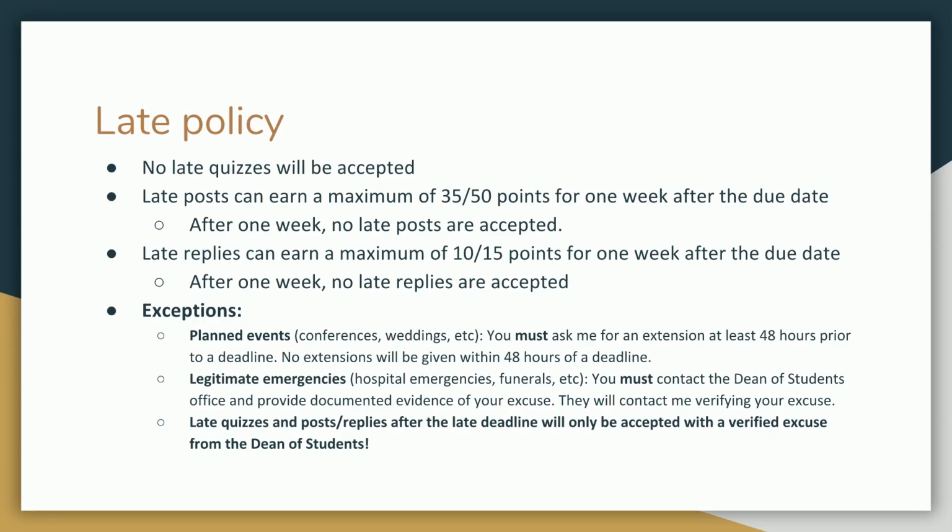So the late policy, I've said a little bit about this, but let me just make it explicit. There are no late quizzes accepted. Quizzes are due Friday at midnight. After Friday, you don't get any quiz grades. But you can turn in your discussion forum posts and replies late for 1 week. So there's a 1 week late policy. There's a penalty during that week. Posts that are normally 50 points are worth only 35 points for 1 week after the deadline. And replies that are usually worth 15 points are worth 10 points for 1 week after the deadline. After that 1 week grace period has passed, no late posts or replies will be accepted.